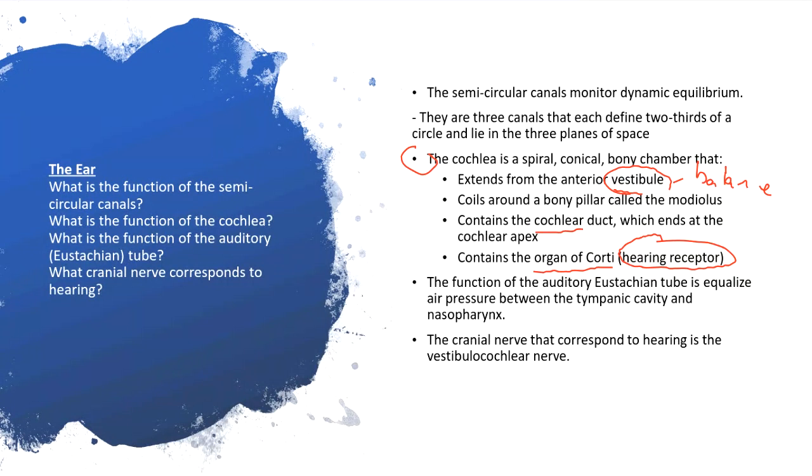Now, the function of the auditory tube is to equalize air pressure between the tympanic cavity, or our eardrum, and the nasopharynx. And the nasopharynx is just the passageway of our nose, okay? Provides equal pressure when sound comes in. And then lastly, what cranial nerve responds to hearing? And it is the vestibulocochlear nerve, okay? For each of these special senses, we talked about the nerves associated with these senses, so make sure you know these.